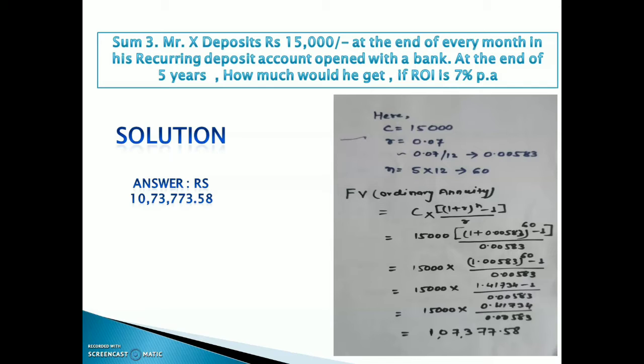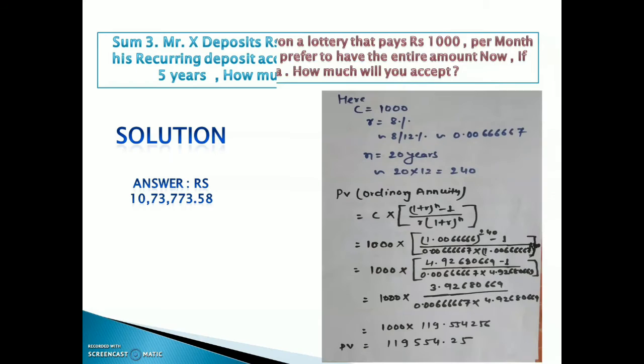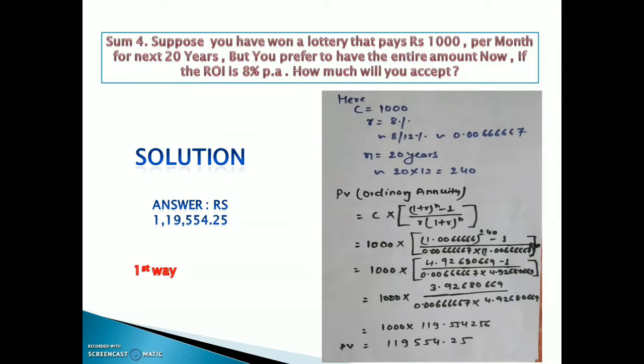This problem can be solved in two ways. First, by the present value of ordinary annuity formula, and second, by equating future value to the future value of ordinary annuity. We will see it by equating the future values. But first pay attention to what is given here.